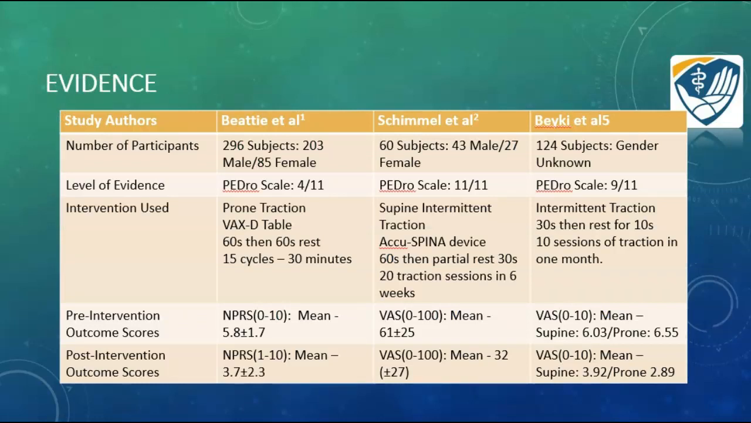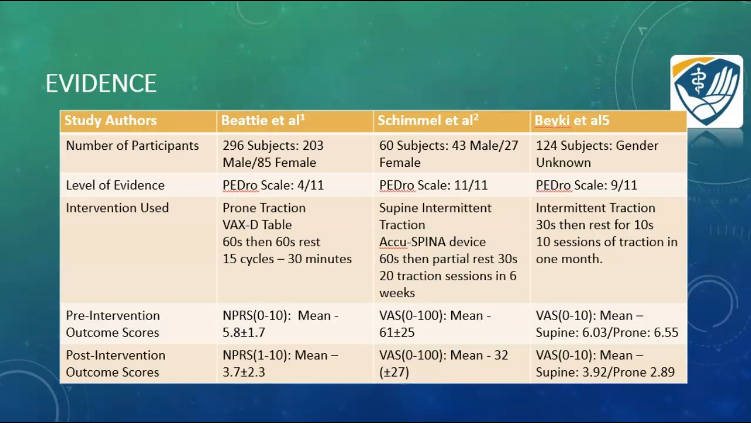When we compare the studies, we can see the differences between Beatty et al., Schemmel et al., and Bakai et al. You can see that the PEDro scale ranges from 11 out of 11 with a high level of evidence being a level 1, all the way down to a 4 out of 11. The Beatty et al. study was a case series. The other 2 were randomized controlled trials.